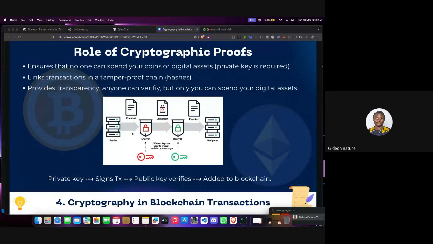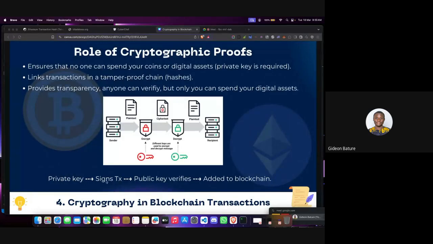So this is a process we have seen before. I just put it here because repetition matters a lot in learning, and once you see something repeatedly, you tend to understand it more. It's for emphasis sake. So you have the private key signs the transaction, the public key verifies, and then it is added to the blockchain. This is the process involved for any form of transaction.